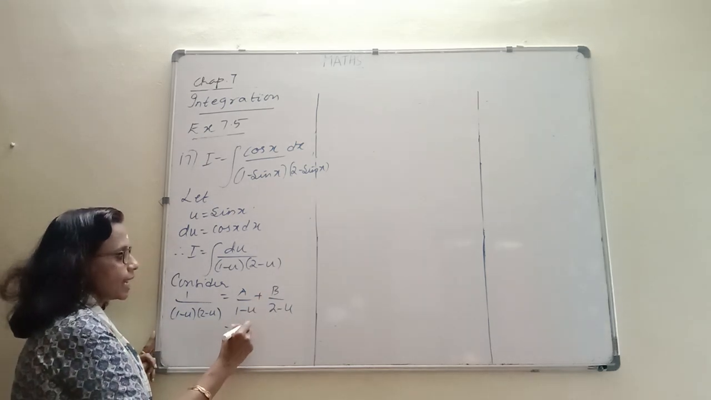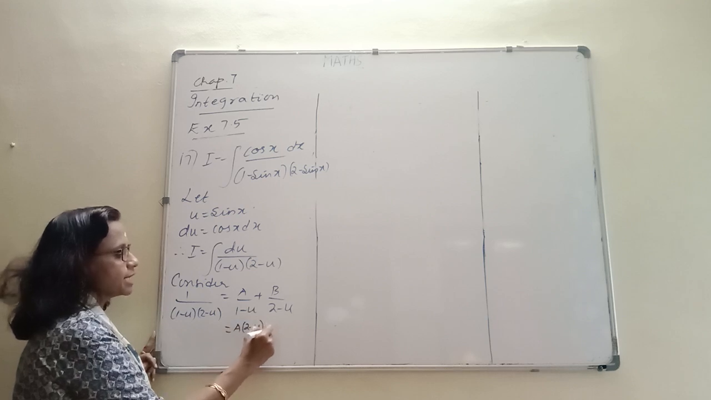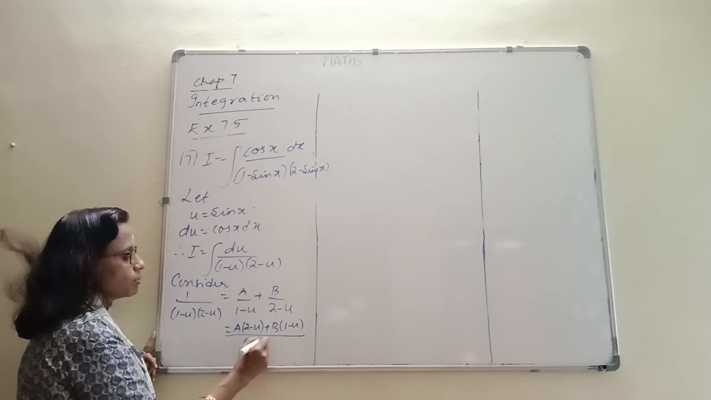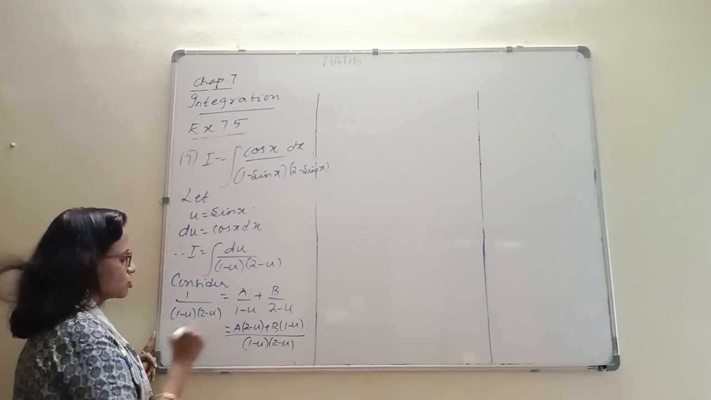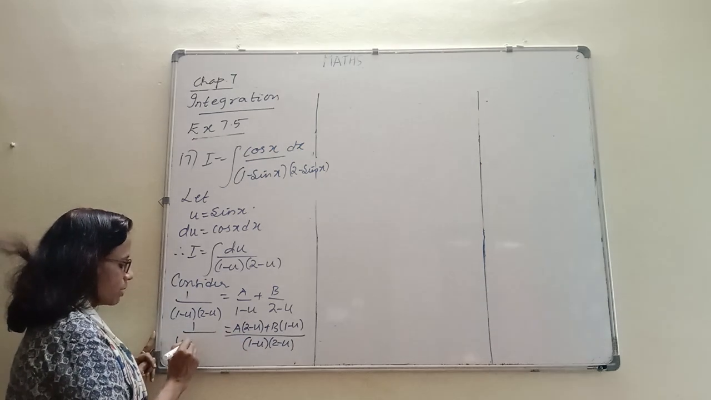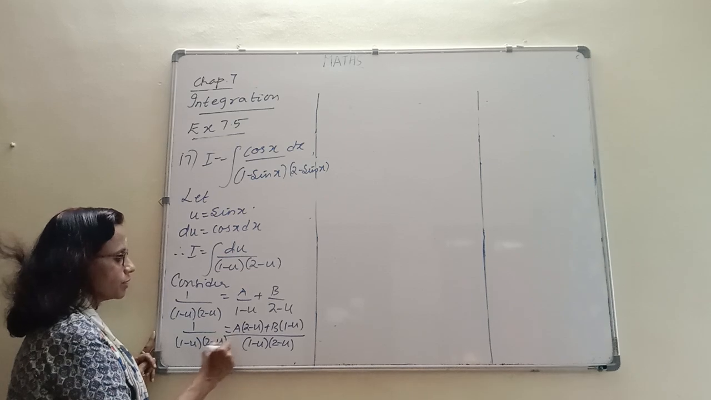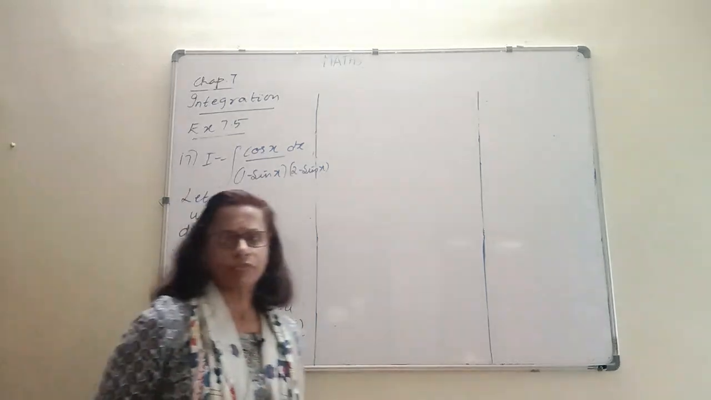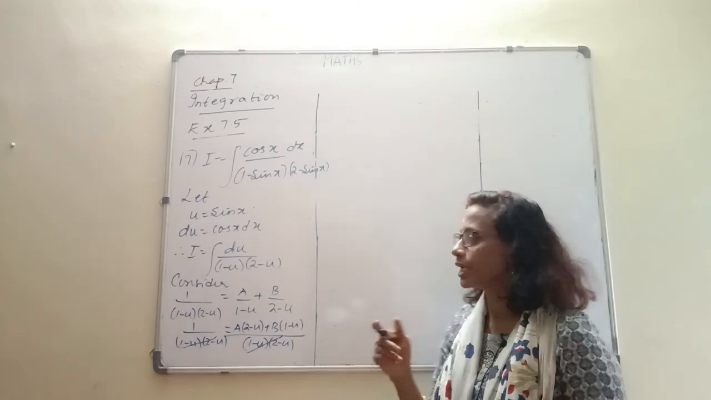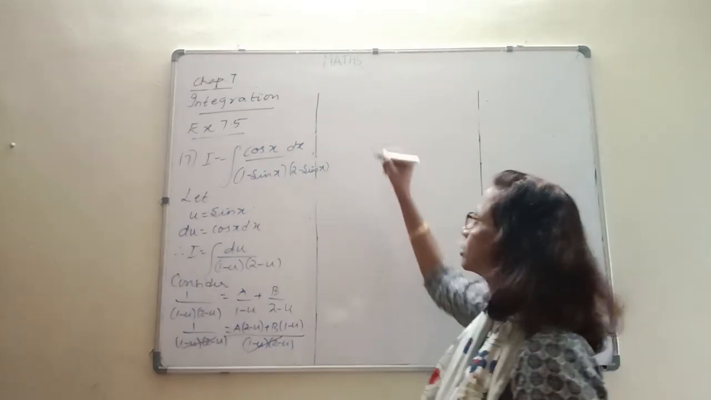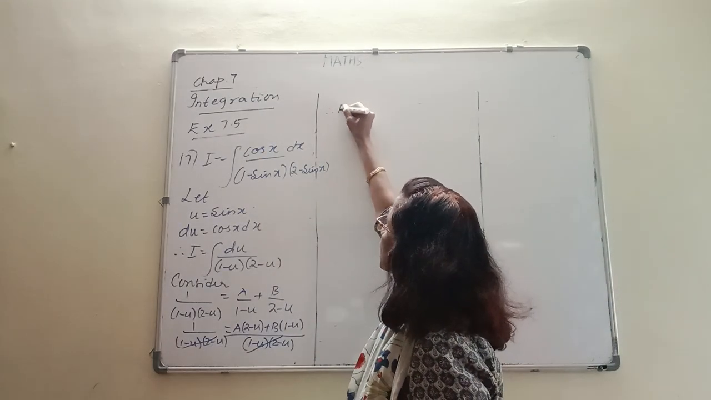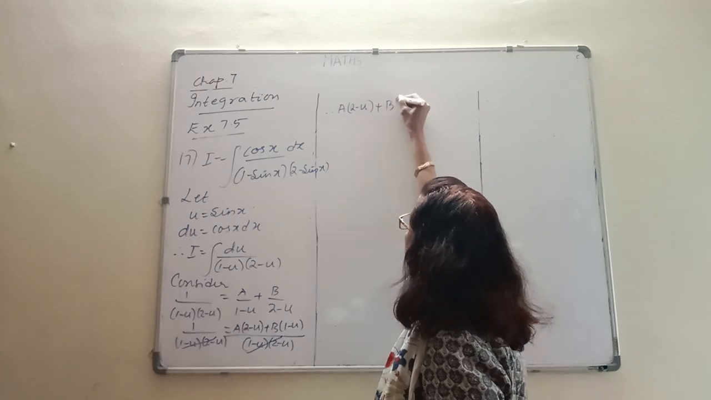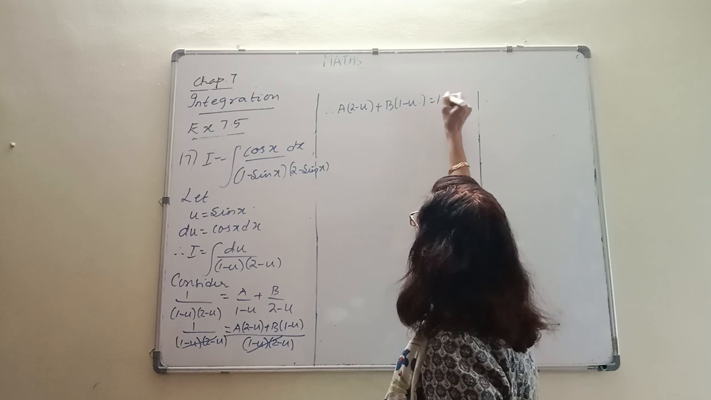So it's going to be A times (2 minus u) plus B times (1 minus u), over the denominator (1 minus u) times (2 minus u), where this can cancel each other. So we are left with this, and we have to solve it and get the values of A and B. That's going to be really simple, not so tough at all. You are left with A times (2 minus u) plus B times (1 minus u) equals 1.